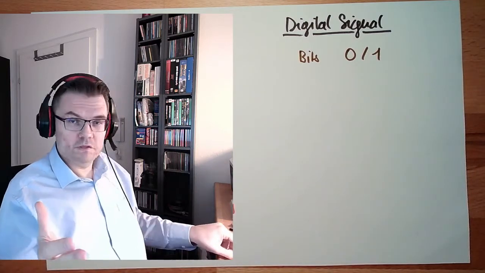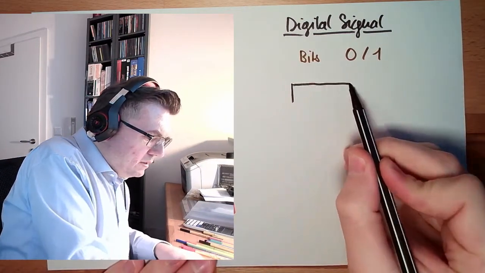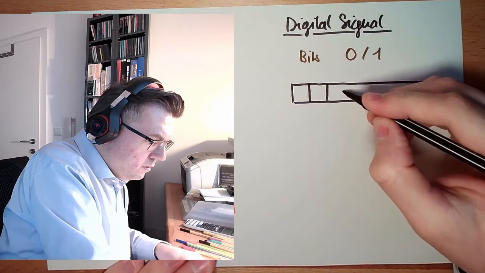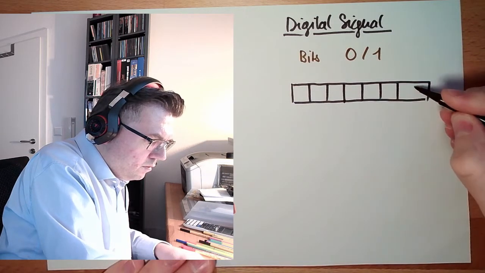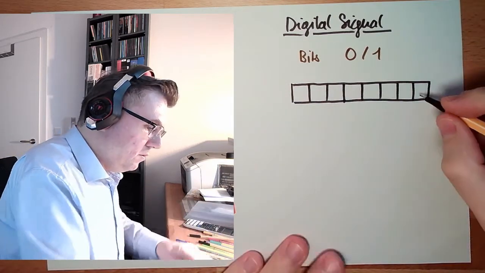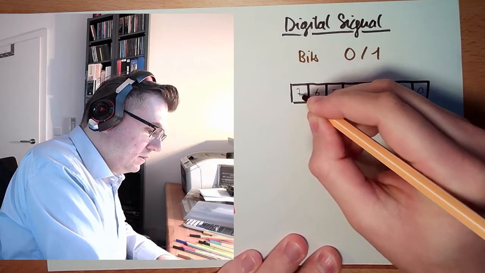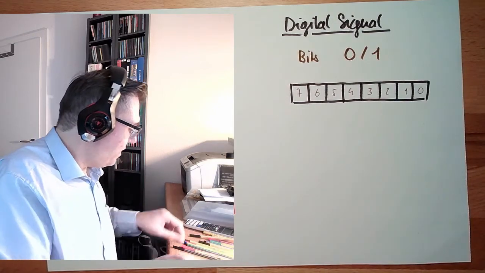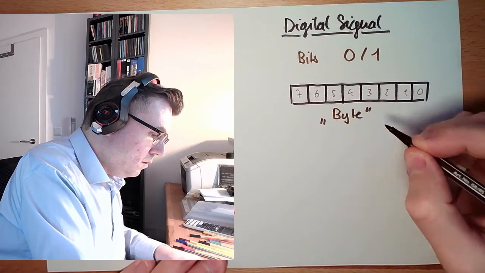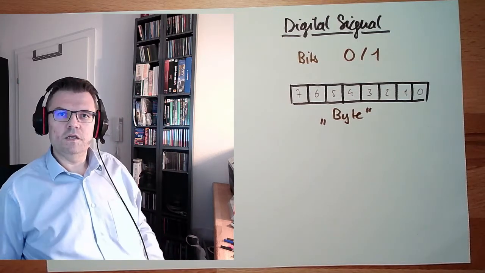It's just numbers. And usually we are grouping a group of 8 bits together. Hopefully. Here's the bit 0. 1, 2, 3, 4, 5, 6, 7. Yes, it's 8. And this thing here we call usually byte. So a byte is a group of 8 bits. It's just the way it is.